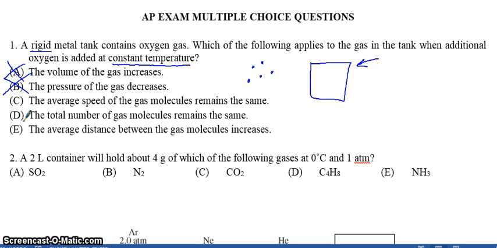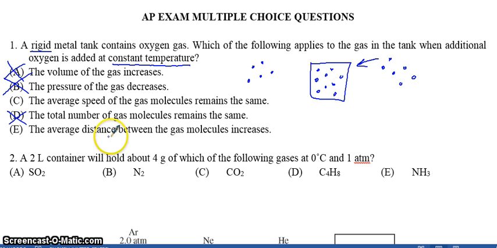D says the total number of gas molecules remains the same. This is not correct. Since we're adding gas molecules, when oxygen is added, we're actually increasing the pressure on the inside, and we're increasing the number of molecules. So that one is out. E is a bit strange.